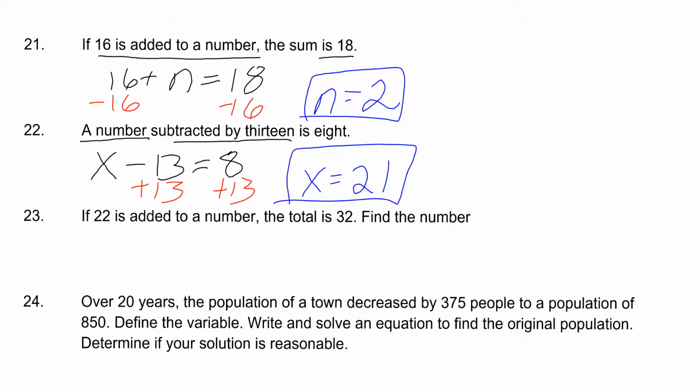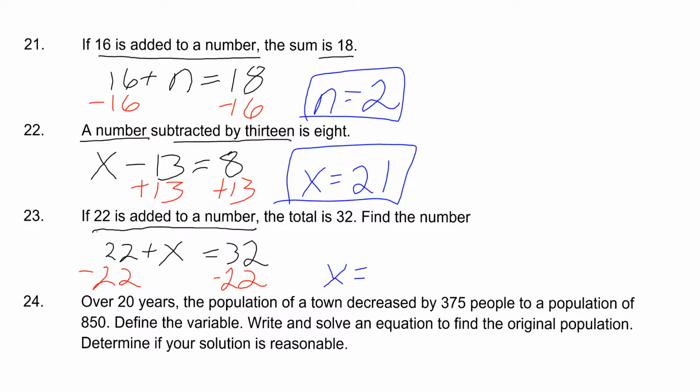Now 22 is added to a number, so that's going to be 22 plus x, and the total is 32. So we subtract 22 from both sides, and that's going to leave us with x equals 10. And now we have an answer. Alright.